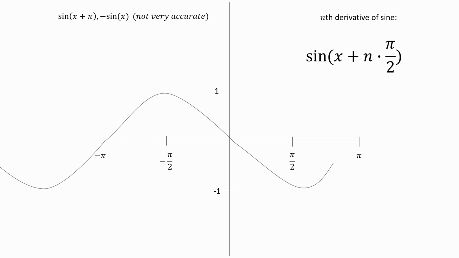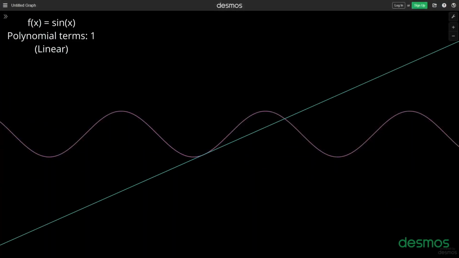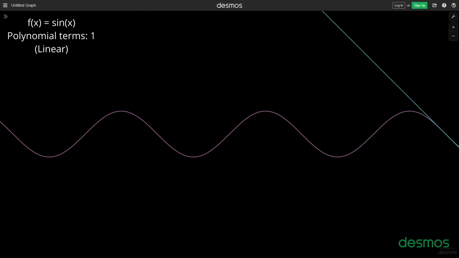Cool, since we have a formula for the nth derivative of sine, we can plug it into the Taylor series, and this one looks really cool.